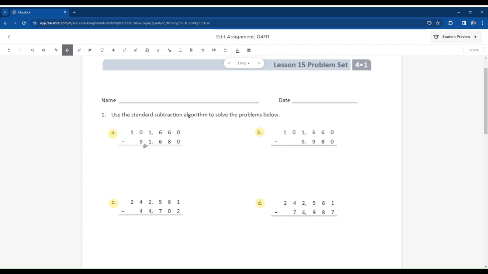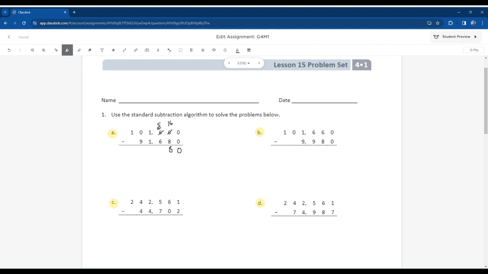101,660 minus 91,680, and we'll just hop right into the subtraction. So in our ones place, 0 minus 0 is 0, and here's where the regrouping starts. So 6 in the tens minus 8 tens, I would have to regroup from my hundreds. So I'm going to regroup 6 hundreds for 5 hundreds, and that gives me 10 more tens to play with, plus the 6 that are already there to make 16, minus 8, which is 8.